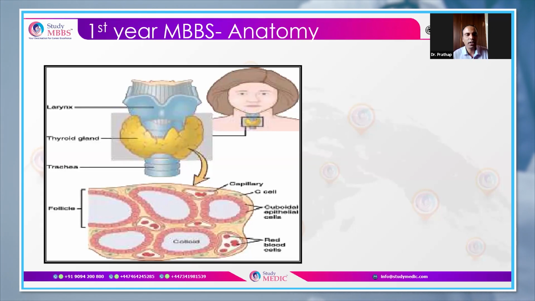Venous return of the gland: superior thyroid, middle thyroid, and inferior thyroid veins will be there. Superior and middle thyroid veins drain into the corresponding internal jugular vein. The inferior thyroid veins on both sides drain into the brachiocephalic vein. The remaining veins drain into the internal jugular vein, as I already mentioned. This is the anatomy of the thyroid gland.